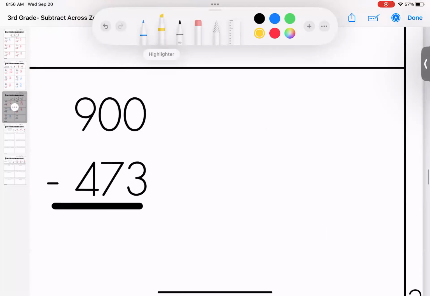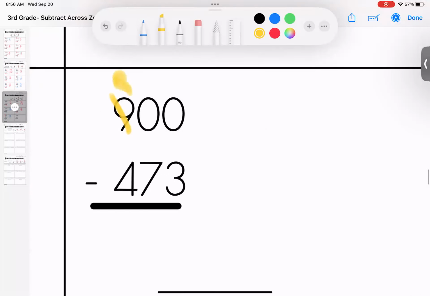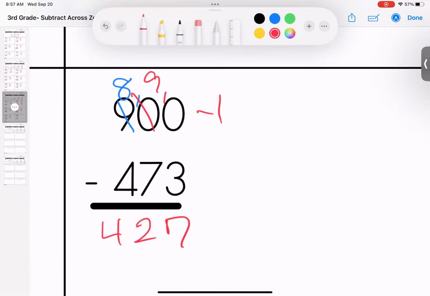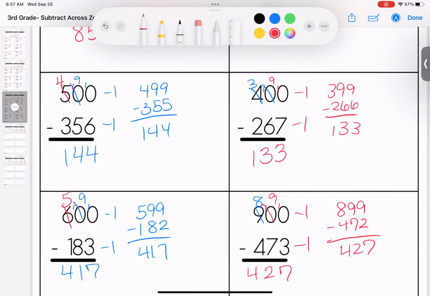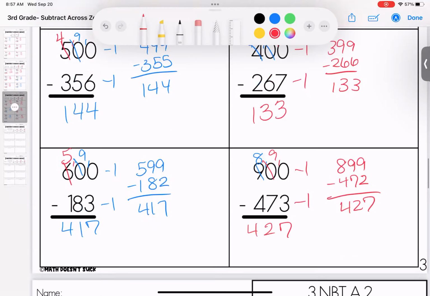Last one on our direct double borrow. 9 is an 8. Whoop, it just switched my pen. Here we go. 9 is an 8. 0 is a 10. 10 is a 9. 0 is a 10. 10 minus 3 is 7. 9 minus 7 is 2. 8 minus 4 is 4. Or 899 minus 472. Same distance, same answer. Questions on these? Go ahead and bring them with you to class.